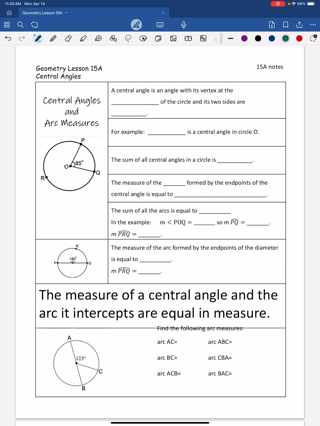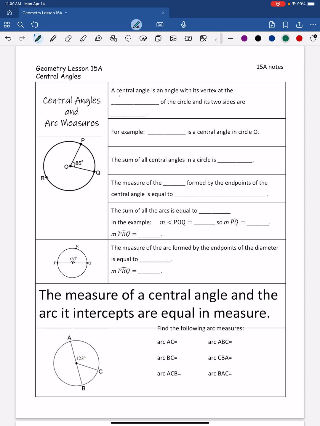Video notes for lesson 15A. This is a unit on circles. We've gone through some definitions and area and circumference, and today we're going to talk about central angles. In circles, there are several different types of angles, and our focus today is going to be on the central angle.